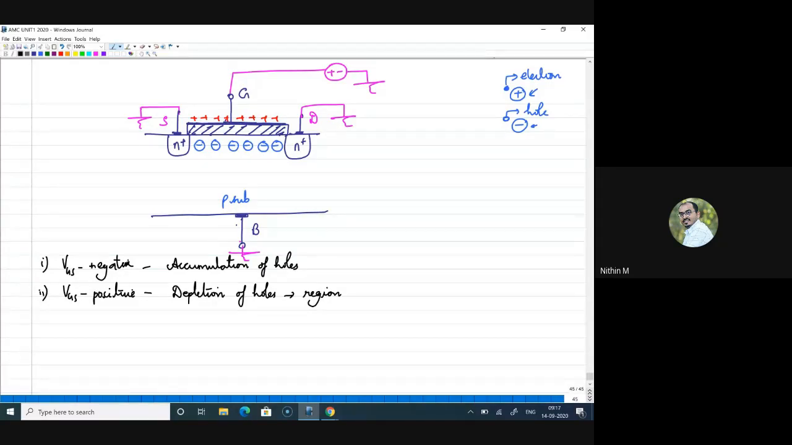But now, if we keep on increasing this voltage, and when I say keep increasing, it is not like we are increasing by thousands of volts.